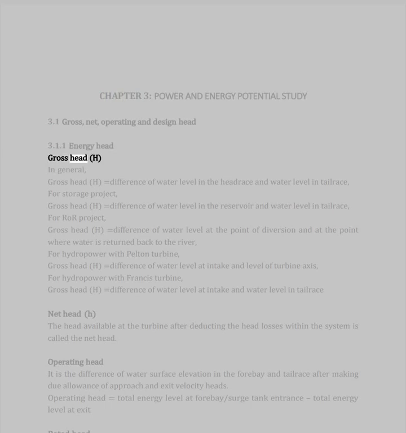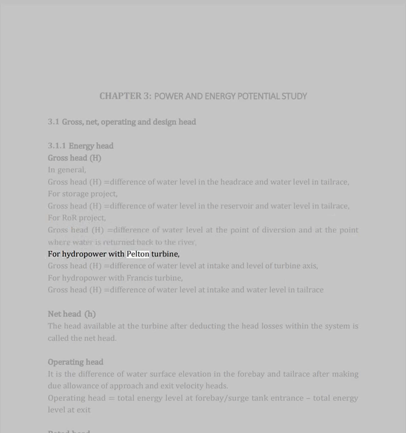3.1.1 Energy Head. Gross head, H: in general, gross head, H, equals the difference of water level in the head race and water level in the tail race. For a storage project, gross head, H, equals the difference of water level in the reservoir and water level in the tail race. For a ROR project, gross head, H, equals the difference of water level at the point of diversion and at the point where water is returned back to the river.